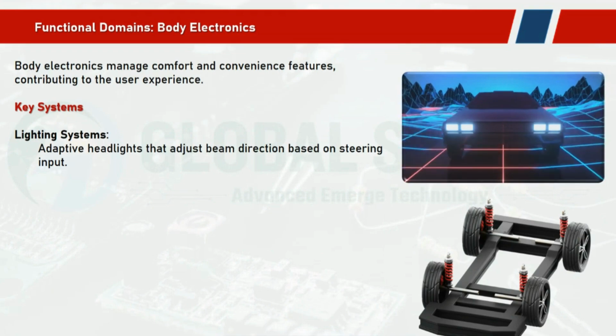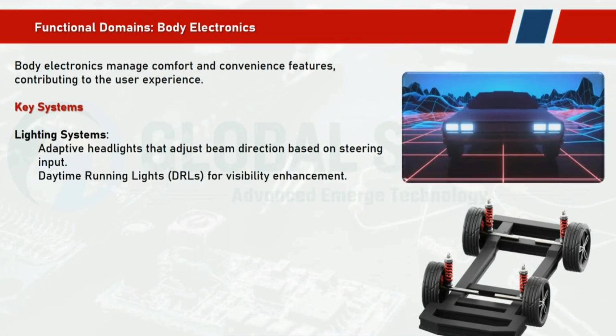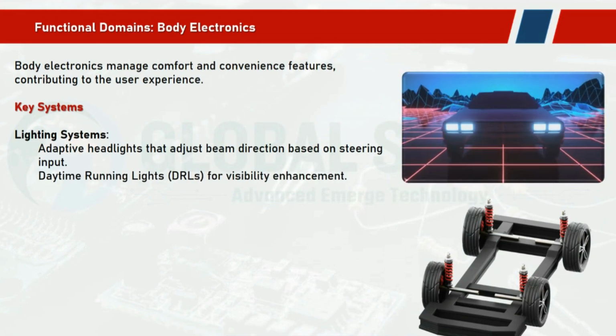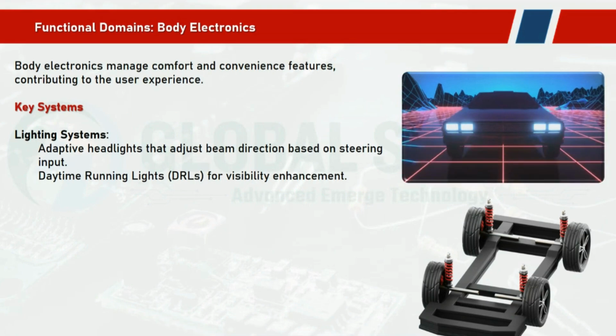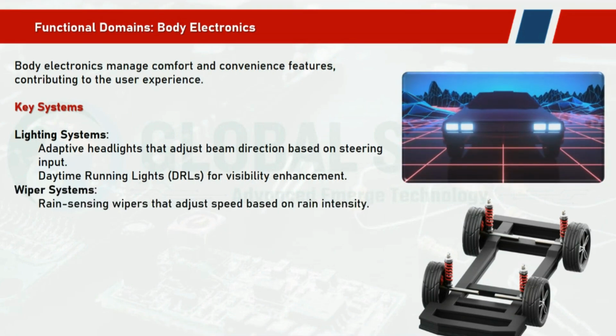adaptive headlights that adjust the beam direction based on the steering input, and daytime running lights for enhanced visibility, and the wiper system, with rain-sensing wipers that adjust the speed based on the rain intensity.